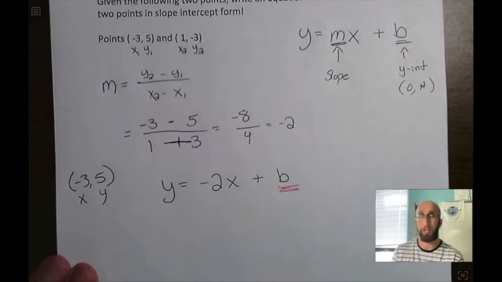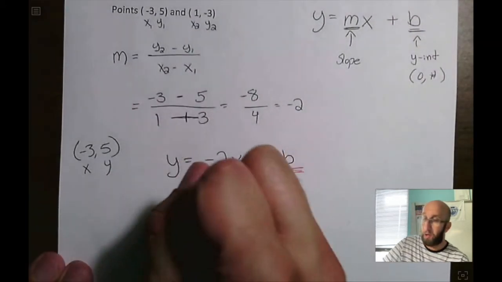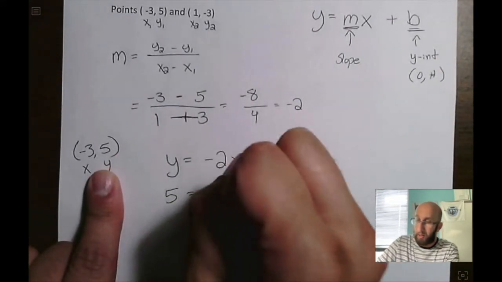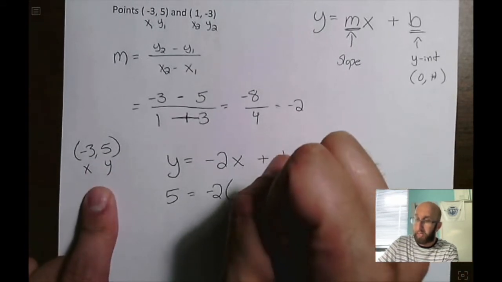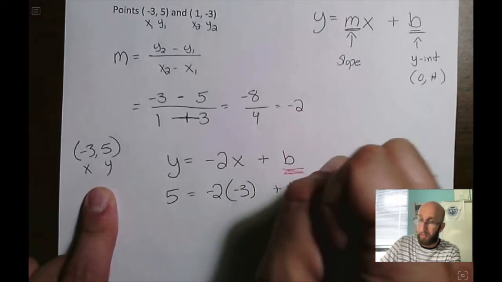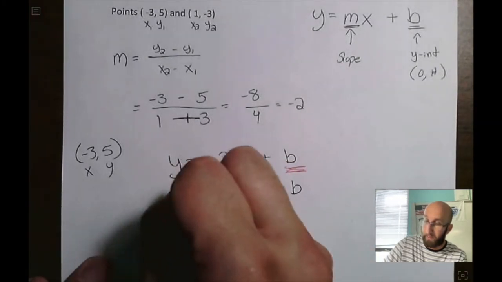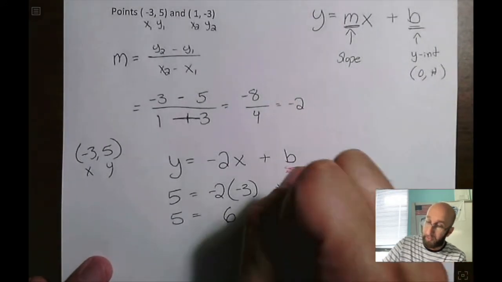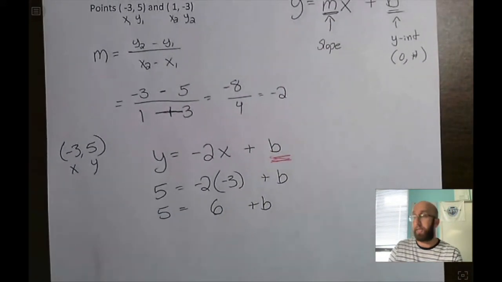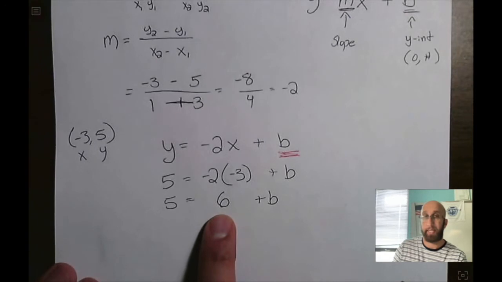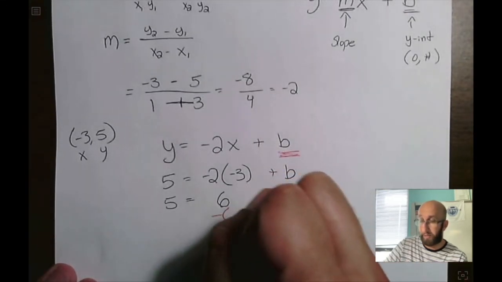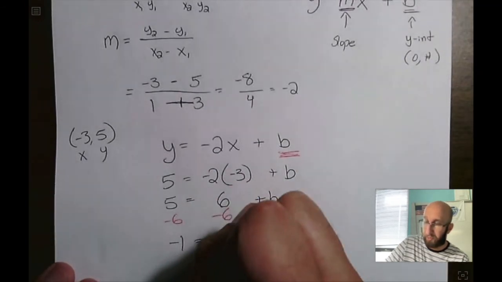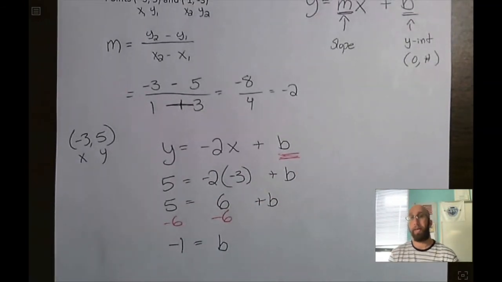If I plug that information in, I should be able to solve for b. So replace that y with a 5, -2 still there, replace that x with a -3, and then we have a plus b. Let's clean this up. We got 5 equals -2 times -3 is 6 plus b. If I want to know what b is, let's get that b by itself, which means 6, you gotta go. So the opposite of a positive 6 is a -6. I'm going a little bit quick here, but it is pretty basic Algebra 1 skills. We learned that b is -1.